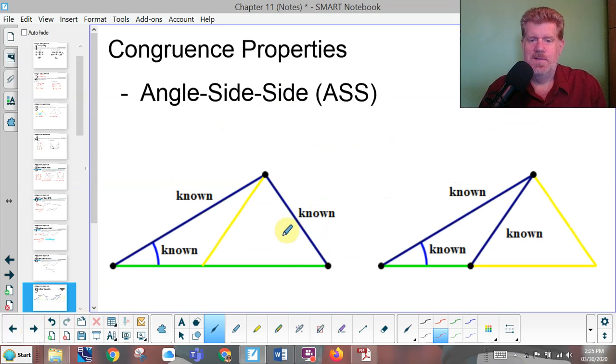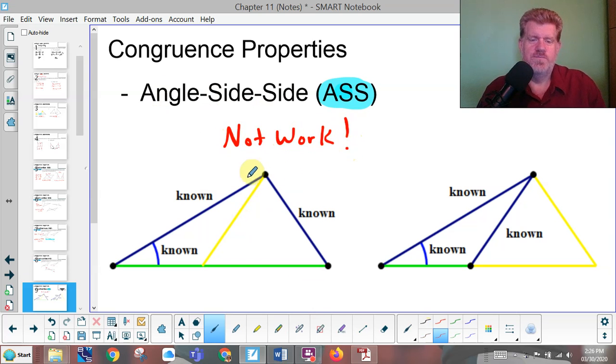Now, it's one of my favorites. I love doing this when I'm in math class, because especially with the grade school, the high school kids, really. You say a word like that, they're like, whoa. Okay. Angle, side, side is not a congruence property. It does not work. Okay. It's kind of fun that it doesn't work. It does not work.